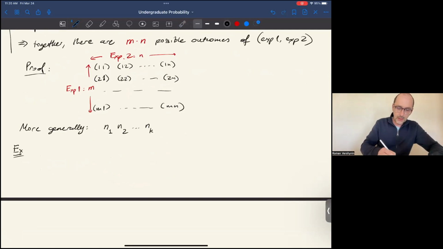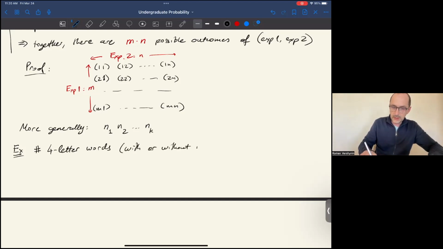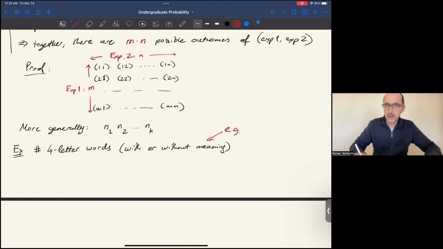Here's an example. How many 4-letter words are there? With meaning or without? Without any meaning, possibly. 4-letter words such as, for example, tint is a word. This word does have a meaning, but we look at all possible combinations of 4 letters.